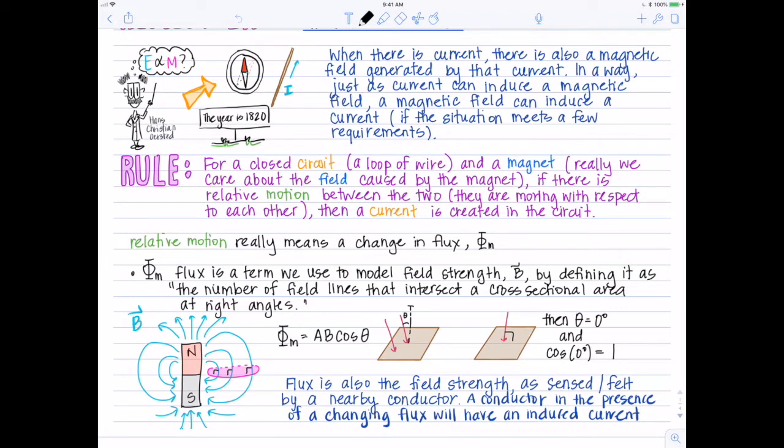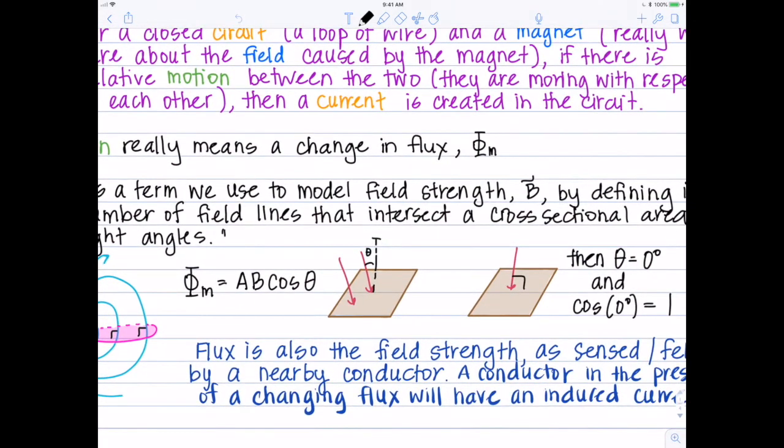And lastly, we also have a formula for flux that's calculated as the product of the cross-sectional area times the strength of the field times cosine theta, where theta is the angle between the perpendicular or the normal to that cross-sectional area and the field. So you can see that illustrated here in the image, that theta is the angle between the perpendicular to the plane and the magnetic field.